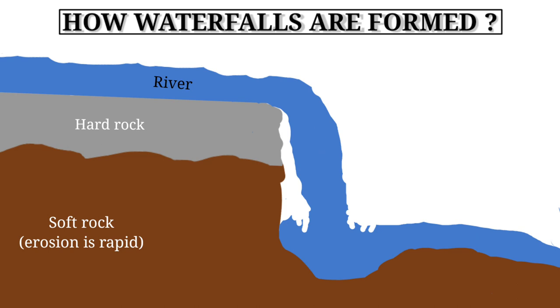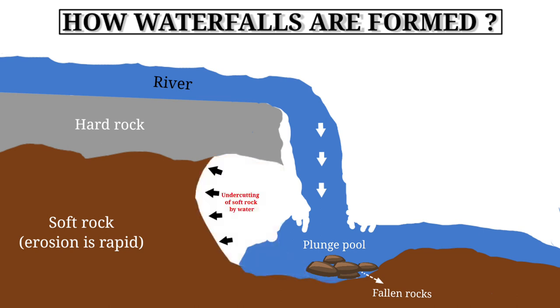Now the falling water's speed accelerates due to the influence of gravity. Thus a plunge pool is formed. A plunge pool is a deep depression at the base of the waterfall created due to the continuous erosion by falling water. Gradually the waterfall gets taller, the plunge pool gets deeper, and the soft rock directly beneath the hard rock gets undercut.